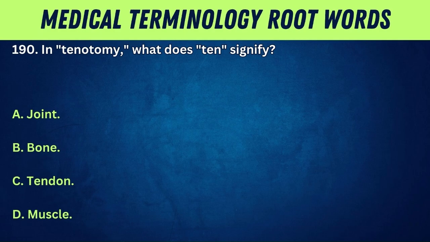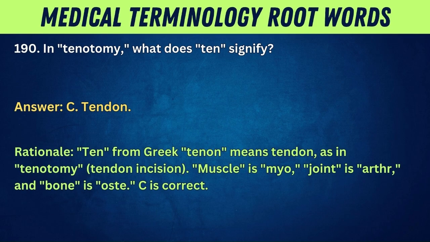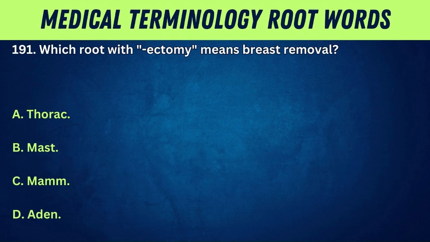190. In tenotomy, what does ten signify? A. Joint. B. Bone. C. Tendon. D. Muscle. Answer: C. Tendon. Rationale: ten from Greek tenon means tendon, as in tenotomy, tendon incision. Muscle is myo, joint is arthr, and bone is ost. C is correct.